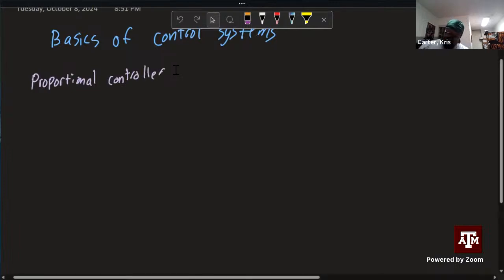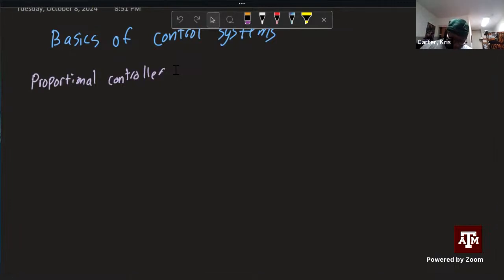You have a derivative. I don't know what color starts with the letter D, so we're just gonna do a deep blue. You have derivative. This is mostly used with a proportional derivative, so a PD, or a PID.